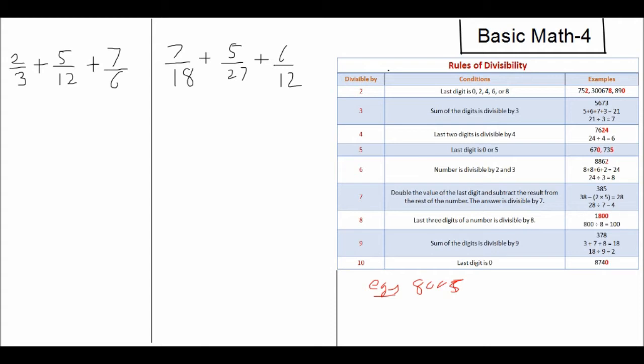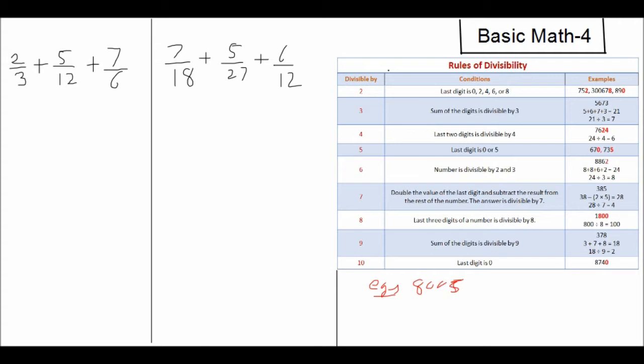And you know the test for 5. If the number ends with 0 or 5, then the number is divisible by 5. 6. If any number follows the rule of 2 and 3, or if any number is divisible by 2 and 3 both, then we can cancel the number directly by 6. Since 8862 ends with an even number and also the digit sum is 24, which is divisible by 3, we can directly cancel this number by 6.